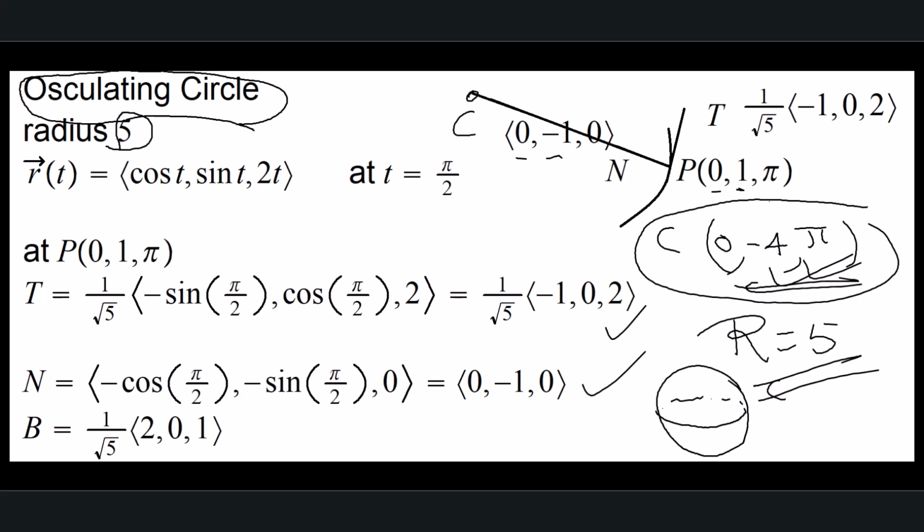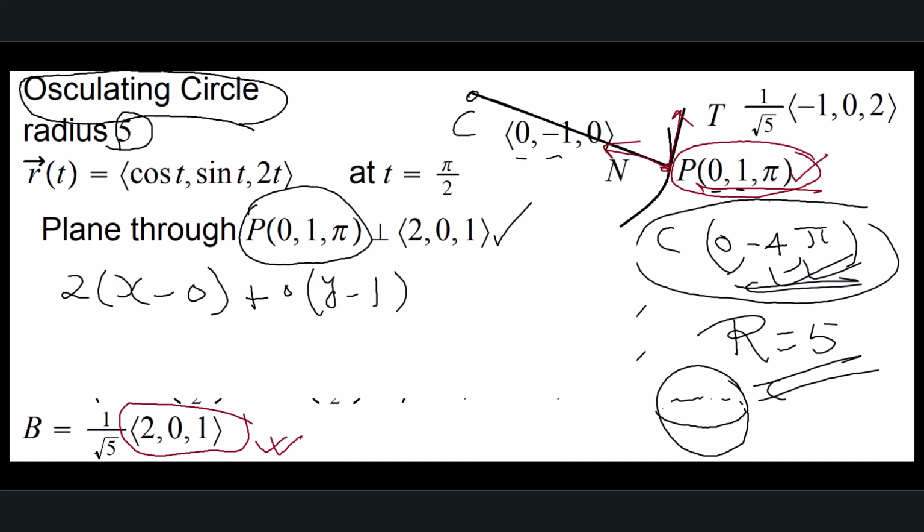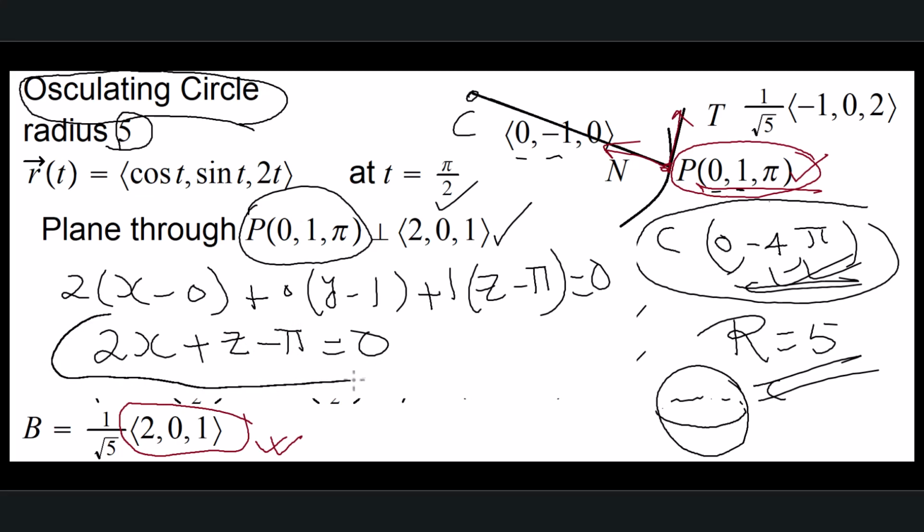So let's look at an equation of the osculating plane first. So the osculating plane is the plane containing these vectors. That means a plane passing through this point 1, 0, pi, and here is our binormal vector. So it is a plane passing through this point and is perpendicular to this. So let me go ahead and make some space here. So we are going to write the equation of the plane passing through this point and perpendicular to this vector, and the plane would be 2 times x minus 0 plus 0 times y minus 1, because the second component is 0, plus 1 times z minus pi equals 0. So if you simplify it, the plane turns out to be 2x plus z minus pi equals 0. So that's an equation of the plane.